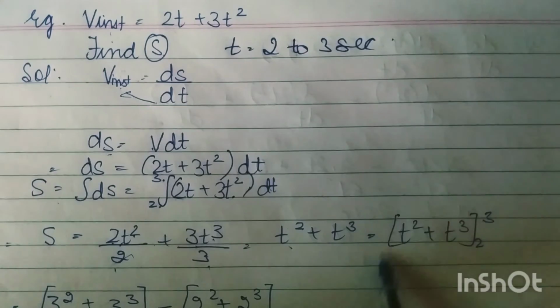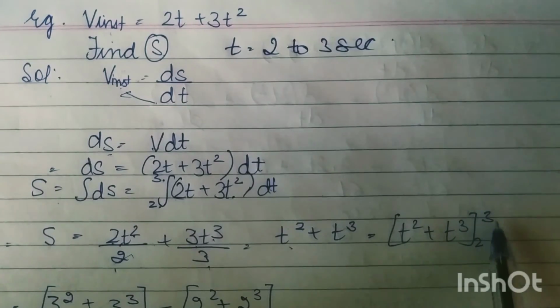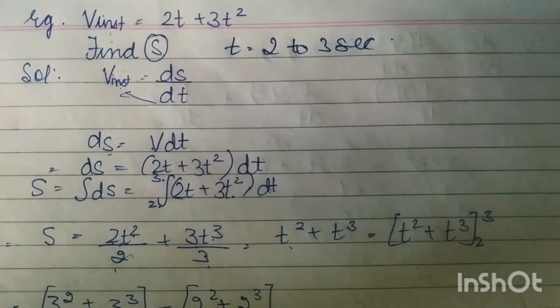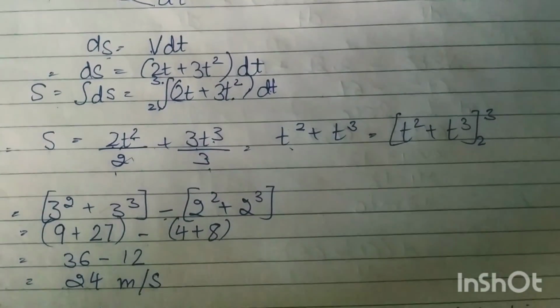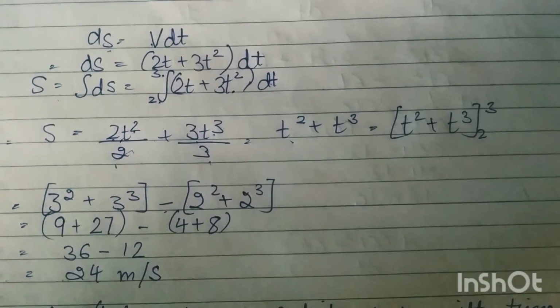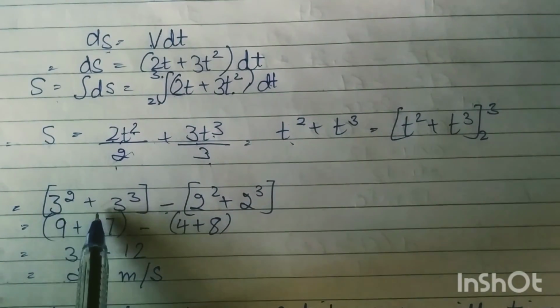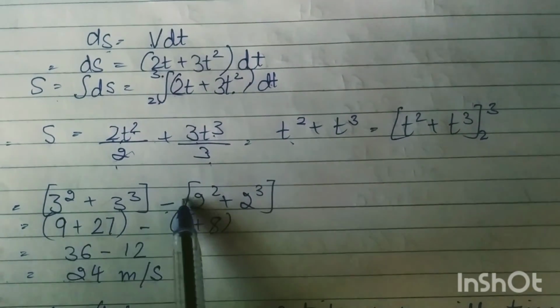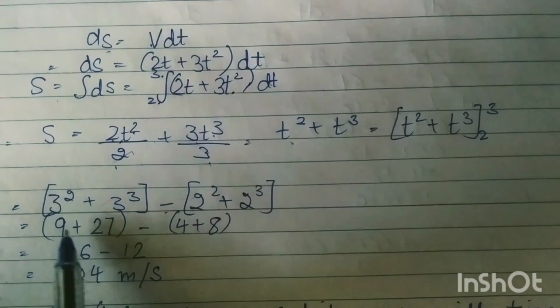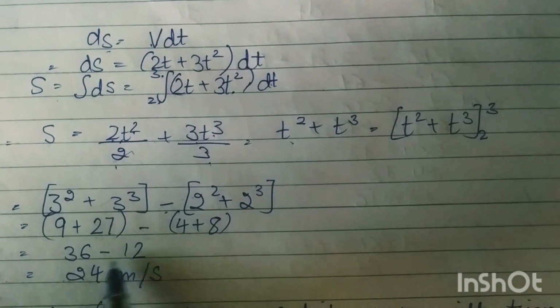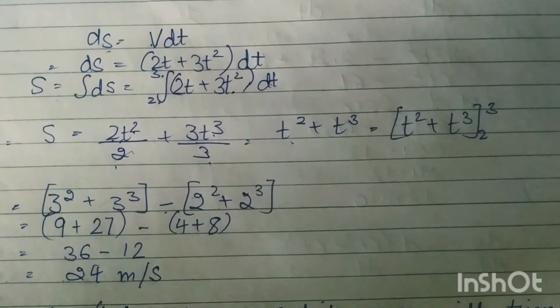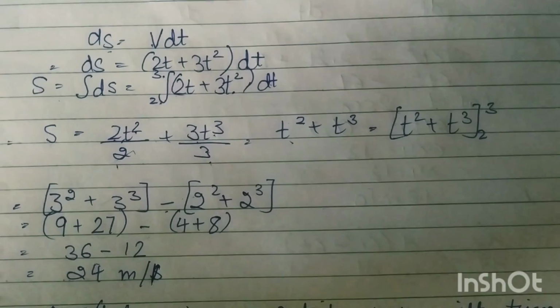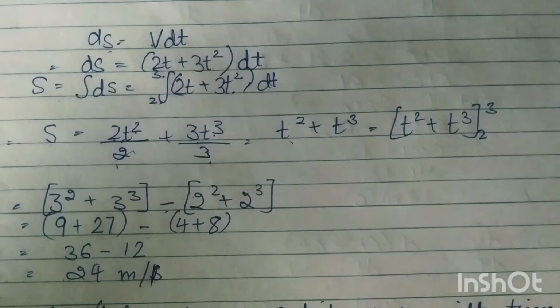Then you will enclose the necessary square bracket and mark the limits, that is 3 and 2. In place of t, you will replace the values of limits, that is 3 and 2. So 3 square plus 3 cube minus 2 square plus 2 cube. 9 plus 27 minus 4 plus 8, 36 minus 12, 24 meters. This is your distance. Finally, I suppose I am very clear.